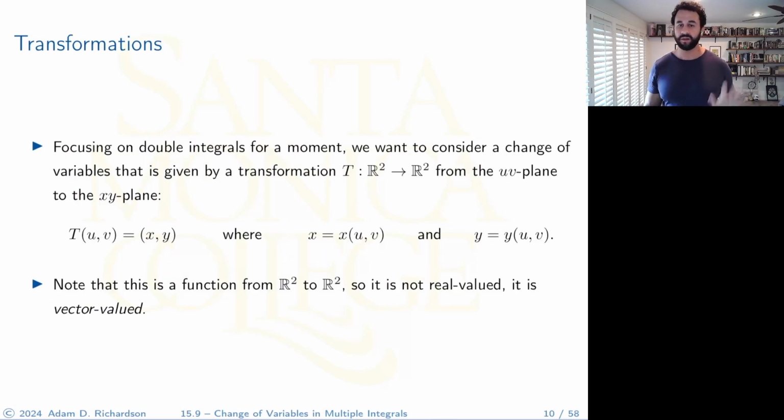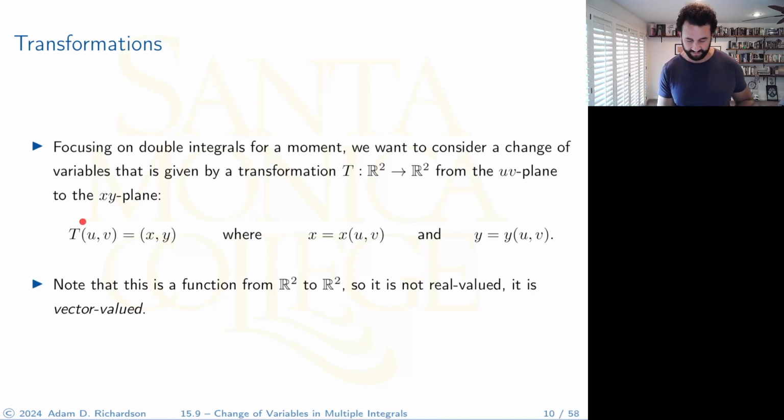Let's just focus on double integrals for a moment, and let's develop everything for double integrals, and then we'll generalize as we go along. So if we want to consider a change of variables, what we're doing is an arbitrary change of variables, or somewhat arbitrary. We're going to consider a transformation T that goes from the plane to the plane, but it's going to go from the UV plane to the XY plane. This is the first time we've really seen anything like this in this class so far. So give yourself a minute to think about what this means. I'll throw up the thinker in just a minute.